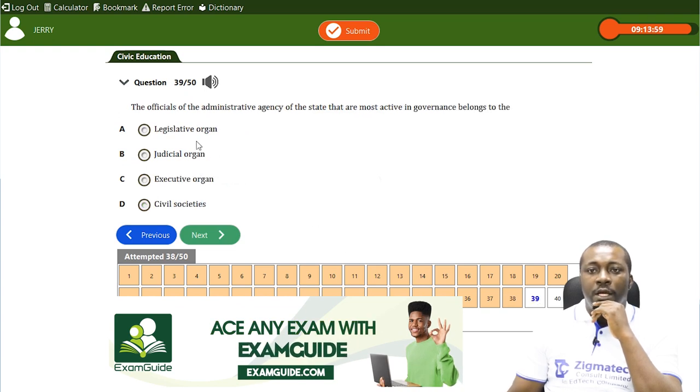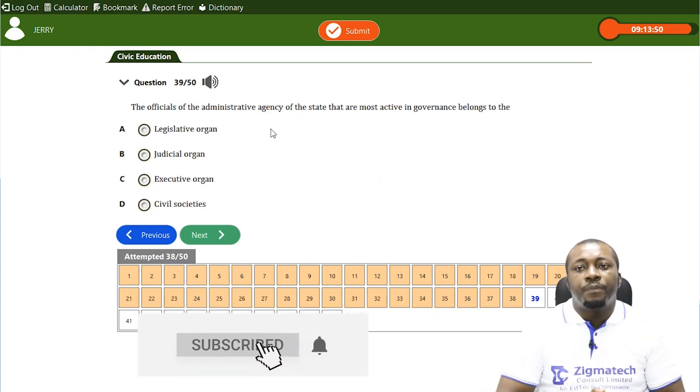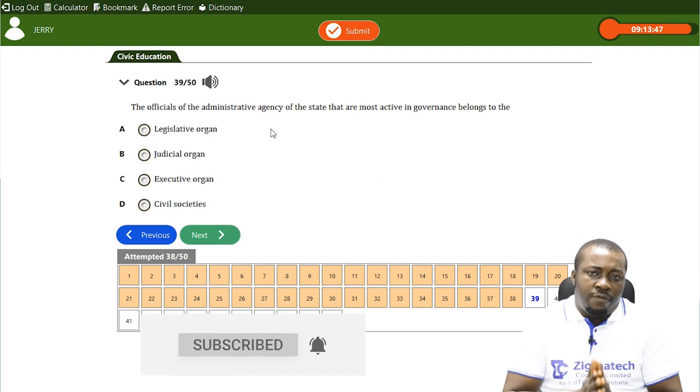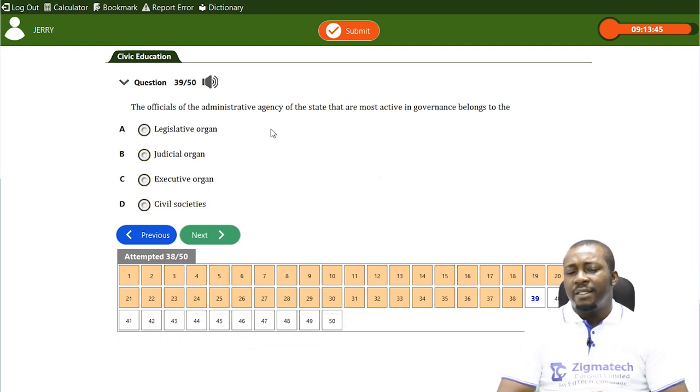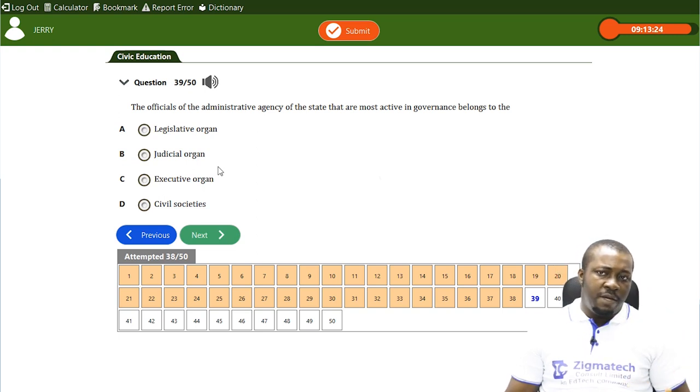Now, this question says, the officials of the administrative agency of the state that are most active in governance belong to the dash. This question tests your knowledge of something, and that is public service. That has to do with the departments, a concept that covers the departments, the agencies, all establishments of government through which policies of government are formulated and implemented. Now, they're asking which organ of government they belong to. Now, it says legislative arm of government. No, they don't belong to the legislative arm of government.